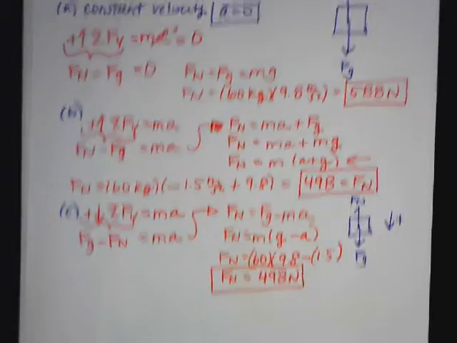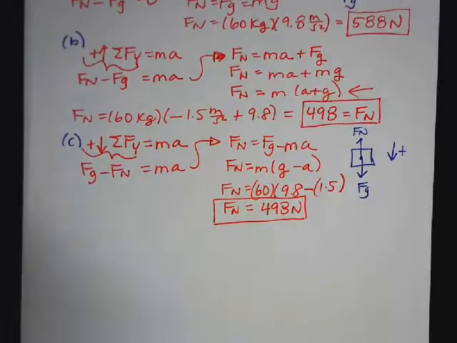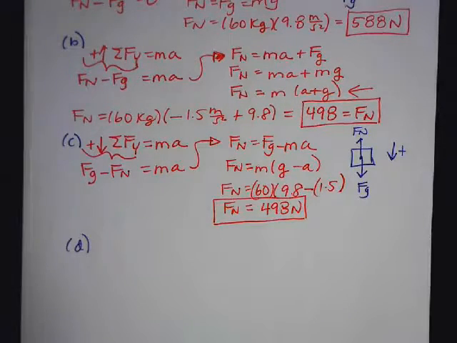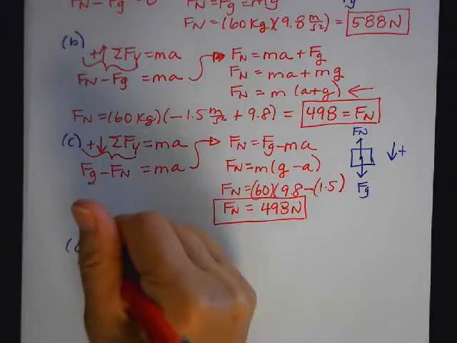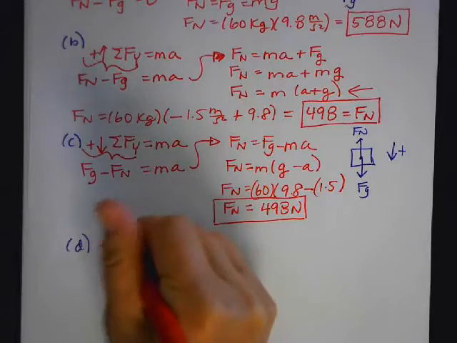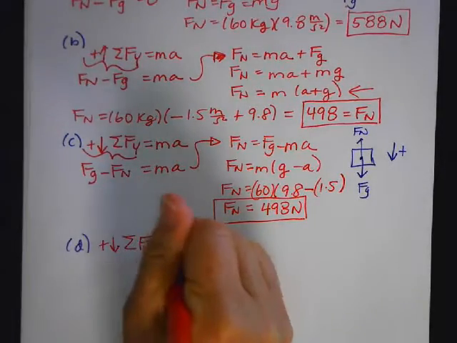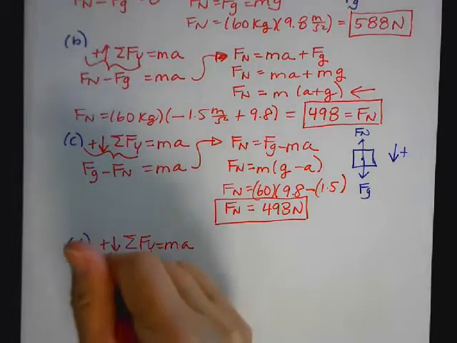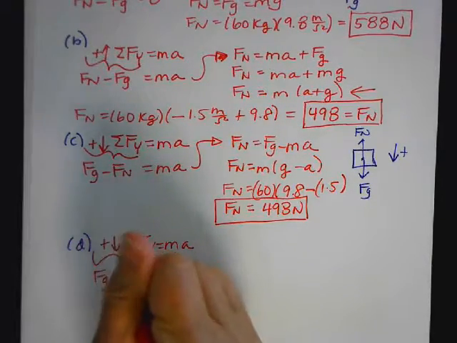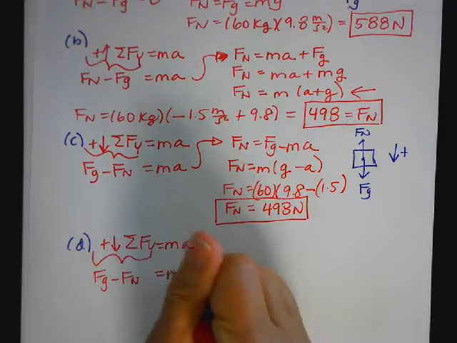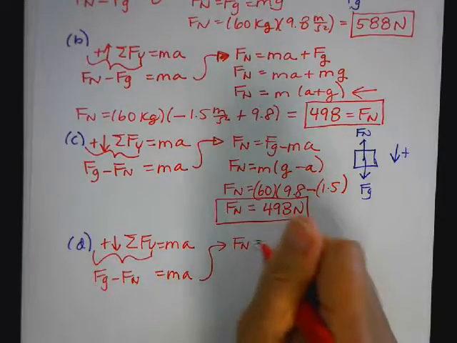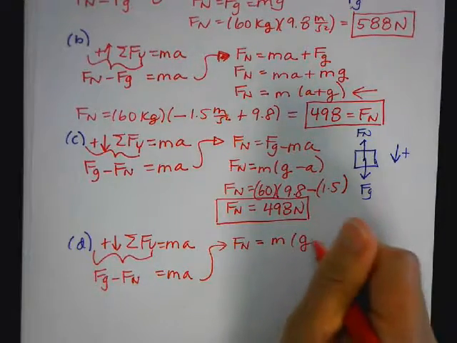And then our last scenario is D, and it says it's decelerating down at 1.5. So I'm going to have my same sign convention I did before. I call down positive. Summation of F_y is equal to ma. So now I'm going to look at my free body diagram. Down is positive, so I have F_g minus F_N is equal to ma. So now I rearrange it. F_N is equal to m times g minus a.